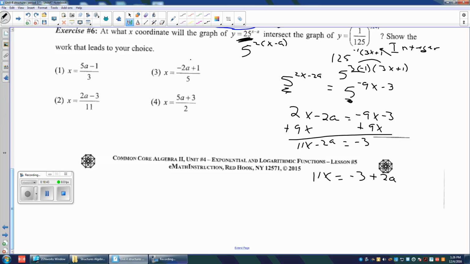I look at the answers and I see a comes first. So, since this is addition, I'm going to commute it. 2a minus 3 equals 11x. Now I'm going to divide by 11, divide by 11, and I get x equals 2a minus 3 all over 11.